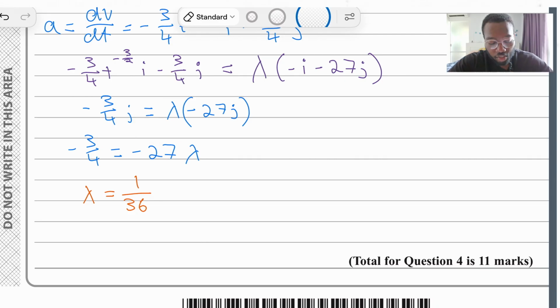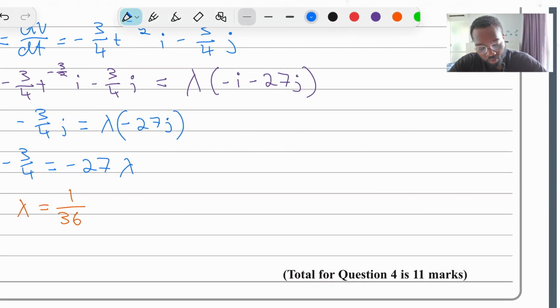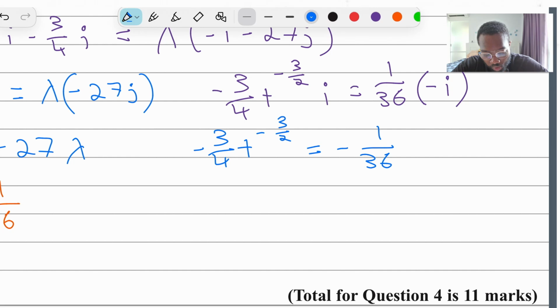So now that we've worked out what our lambda is, we can use it to work out what our t value is. If we look at our i values, we know that minus 3 over 4 t to the minus 3 over 2 i must equal lambda, which we know is 1 over 36, times minus i. Therefore, minus 3 over 4 t to the minus 3 over 2 must equal minus 1 over 36.